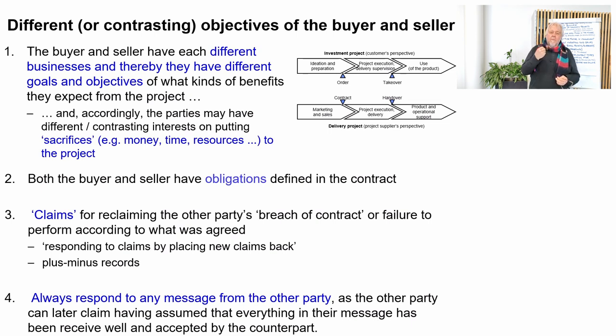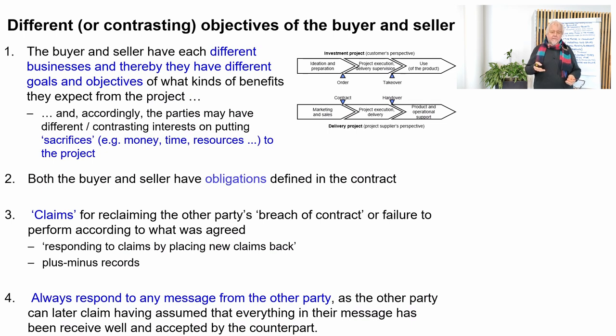Item number two, both the buyer and seller have obligations that are defined in the contract. So we must remember that also the buyer has obligations. For example, obligations to deliver the initial data to the seller at a certain point of time. And there can also be penalties defined in the contract for the buyer if the buyer doesn't provide the initial data, or doesn't deliver the electricity or water to the construction site by a certain point of time, and if there is delay, again, the buyer must pay the penalties.